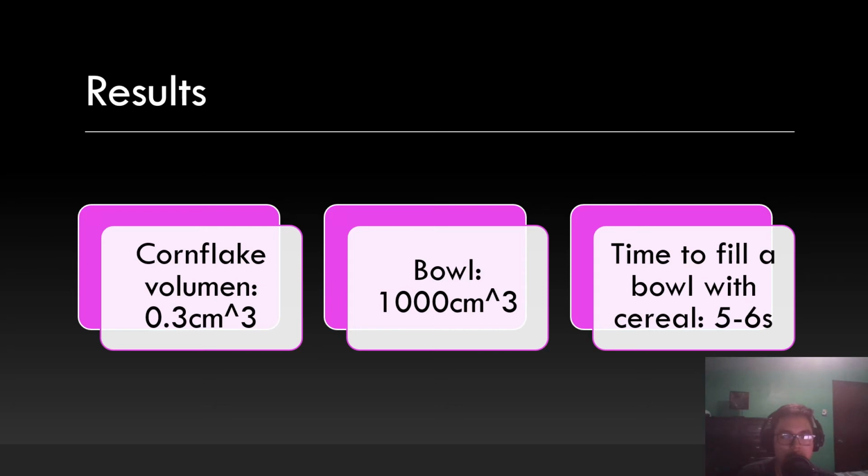These are the results of the project. As you can see, the cornflake volume is 0.3 cubic centimeters, and the bowl is 1000 cubic centimeters. And the time to fill a bowl with cereal is about 5 to 6 seconds.